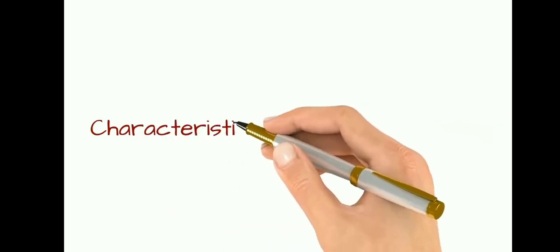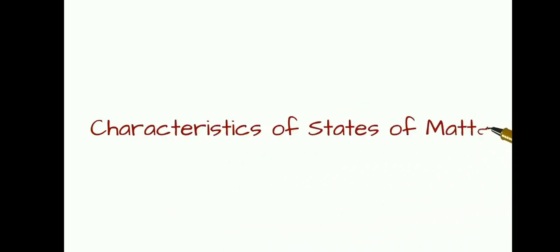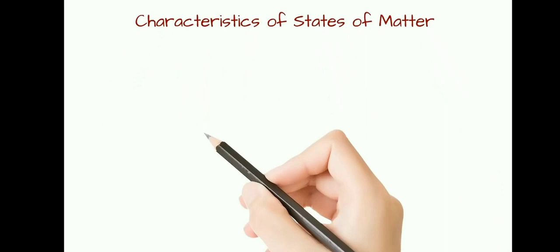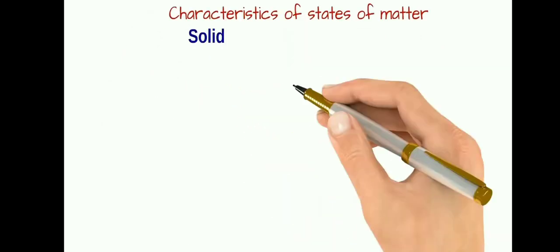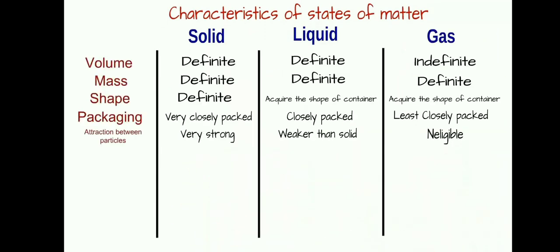Now we will talk about characteristics of states of matter. In this class, we only have to study about the characteristics of 3 states, that is solid, liquid, and gases. First, we will talk about volume. Solid have definite volume, liquid too have definite volume, while gases have indefinite volume.